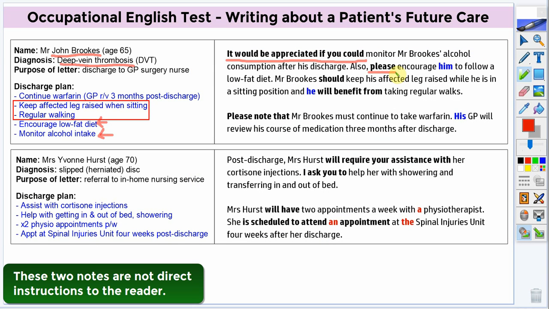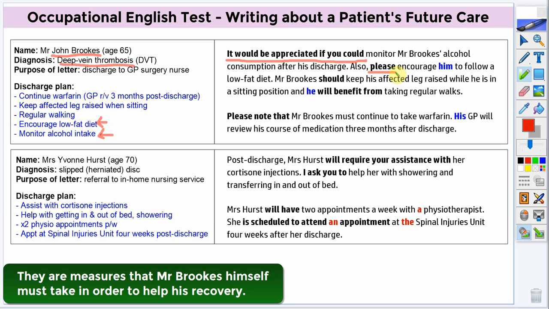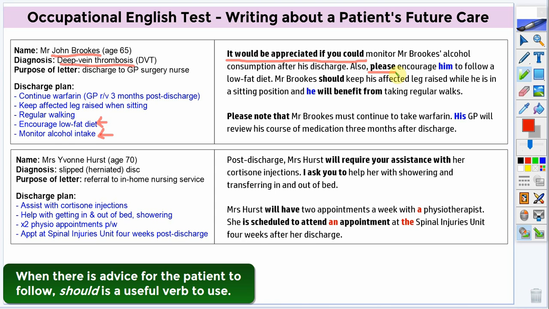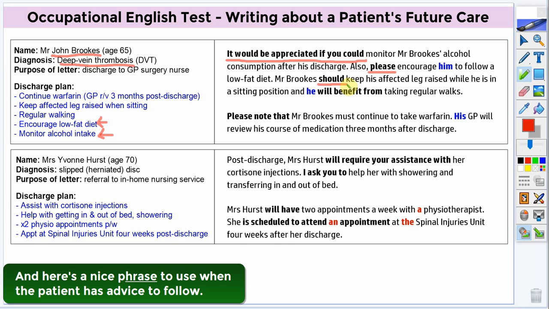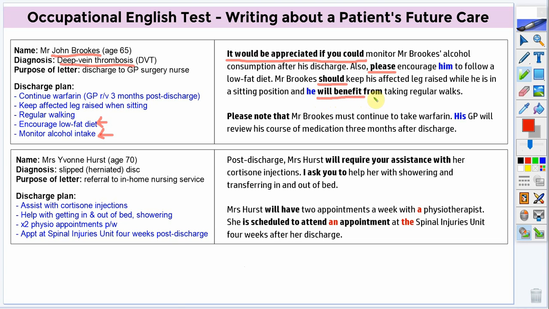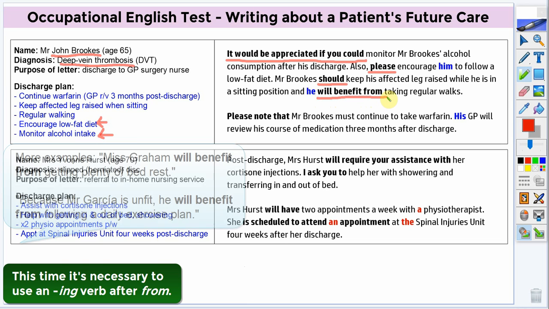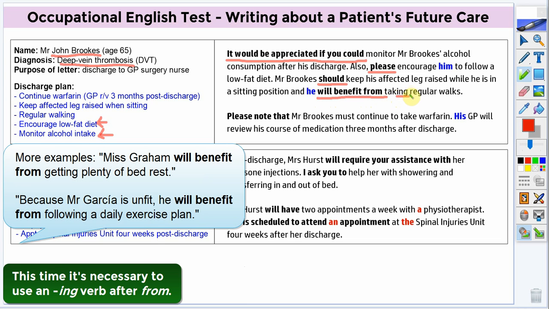These two notes are not direct instructions to the reader. They are measures that Mr. Brooks himself must take in order to help his recovery. When there is advice for the patient to follow, should is a useful verb to use. And here's a nice phrase to use when the patient has advice to follow. This time it's necessary to use an ing verb after from.